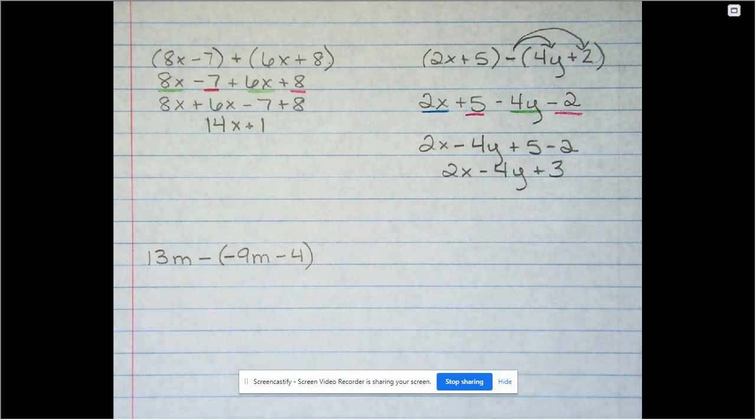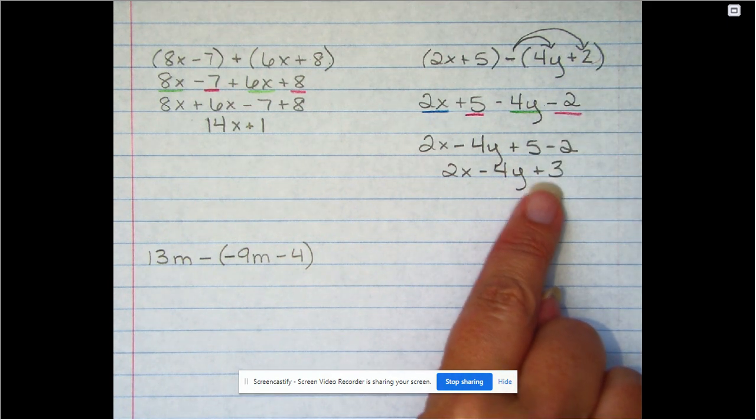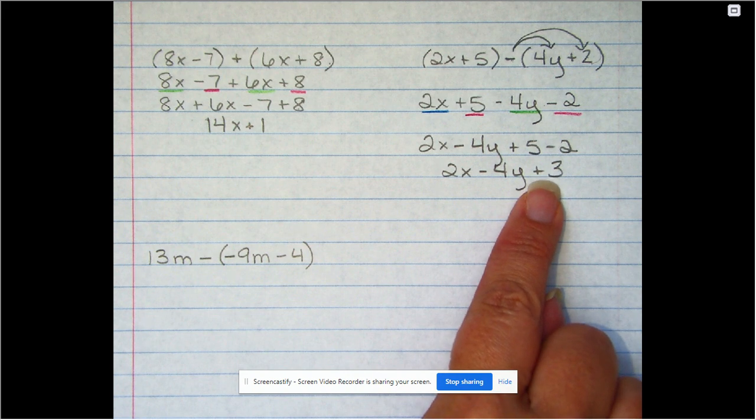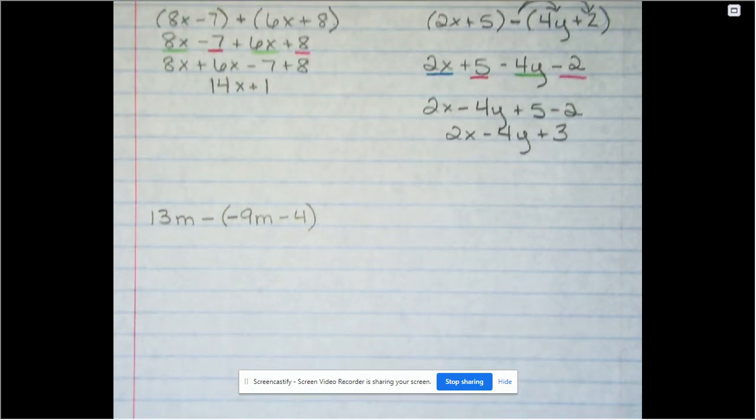If they say rewrite the expression without parentheses, I still need you to simplify it all the way down. Simplifying expressions is a lot like simplifying fractions. We're not always going to tell you, we expect it. So just kind of a hint there.